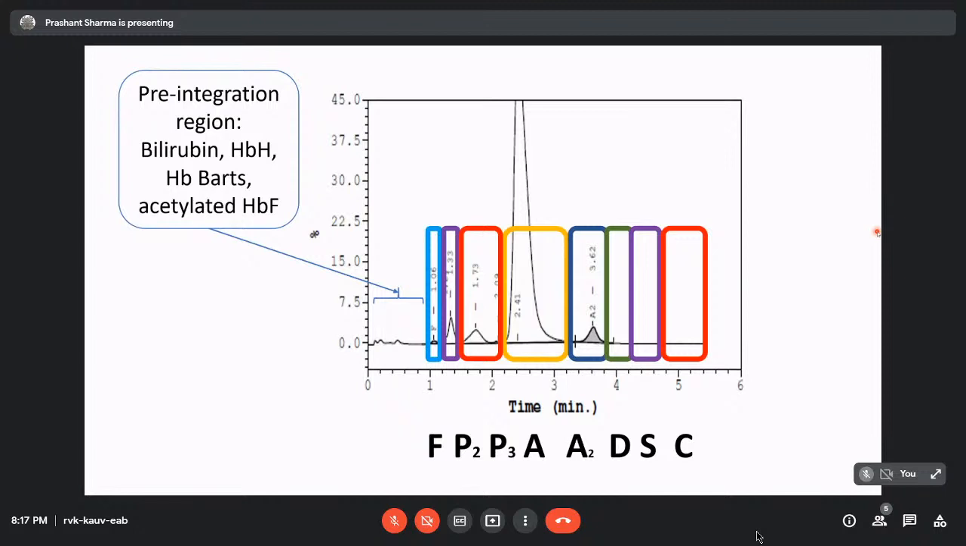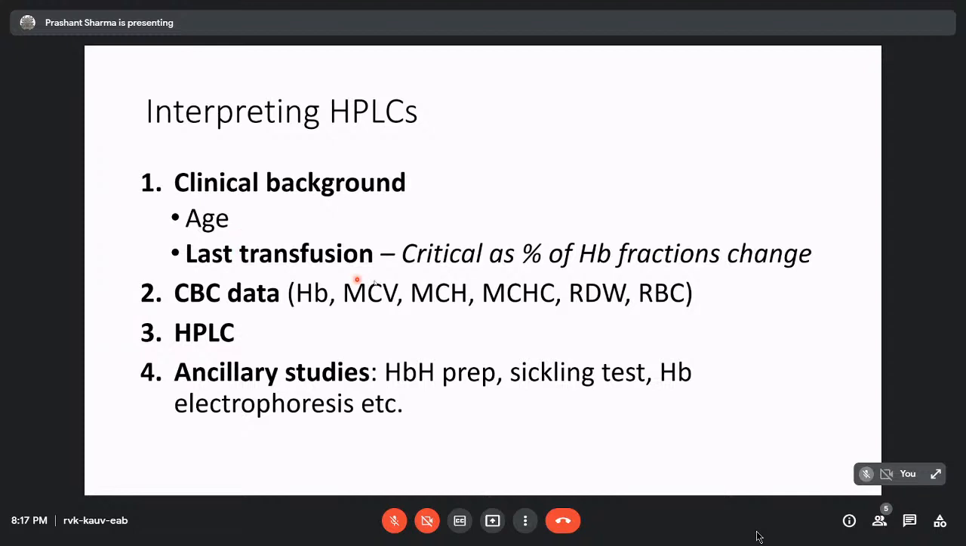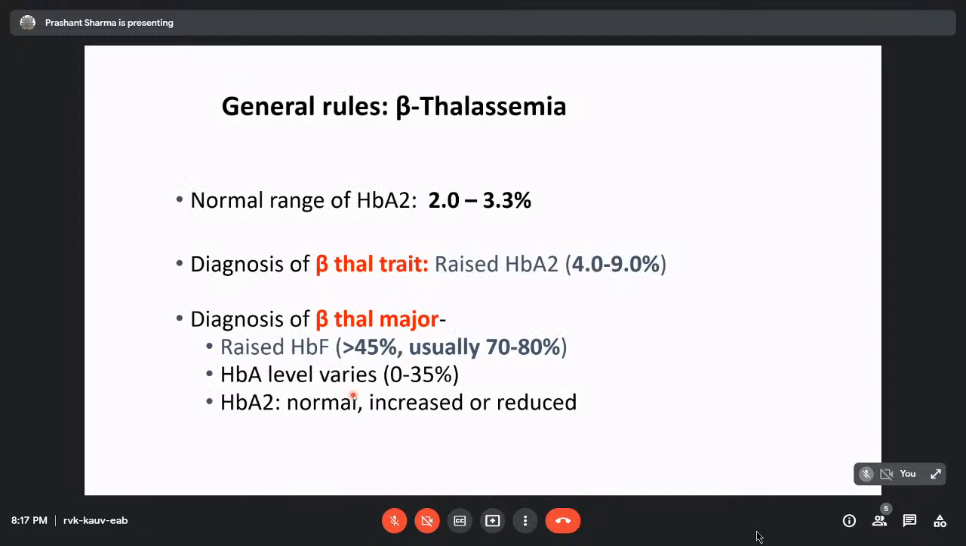So when you interpret HPLCs, you start with the clinical background, look at the age, look at the last transfusion. This is critical because the percentages of hemoglobin fractions are going to change if a patient has been transfused. We look at the CBC data and we look at the HPLC, and then, if required, we go in for ancillary studies. So there are some general rules for beta thalassemia.